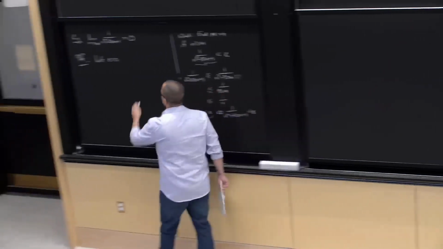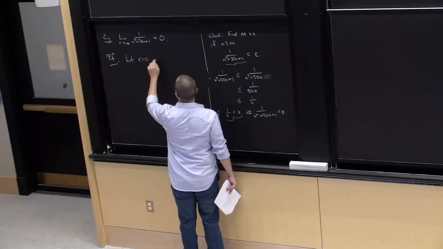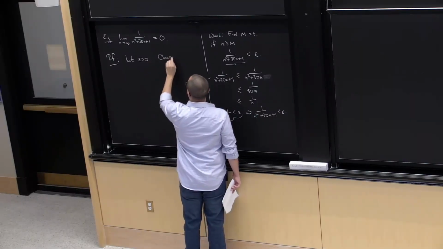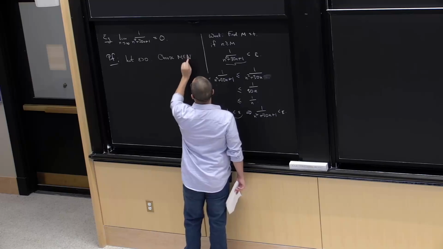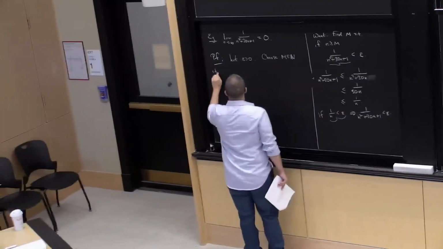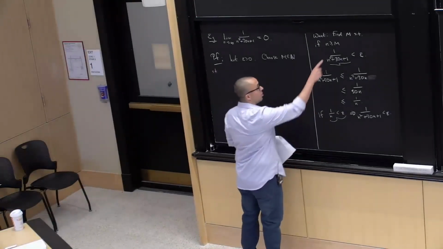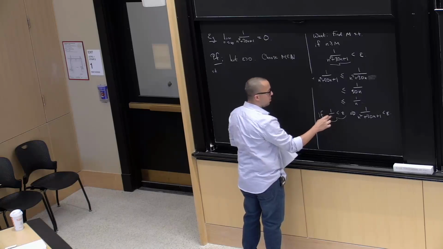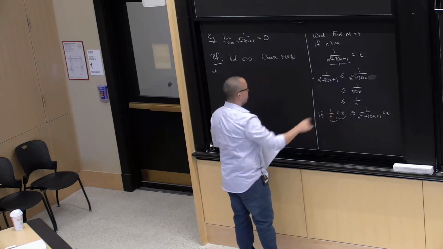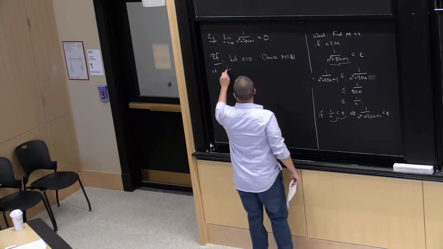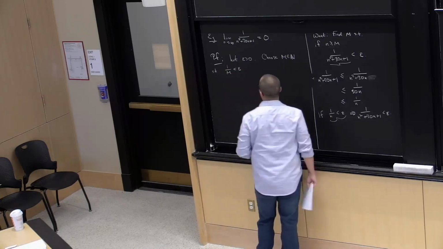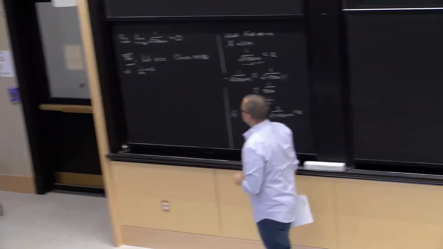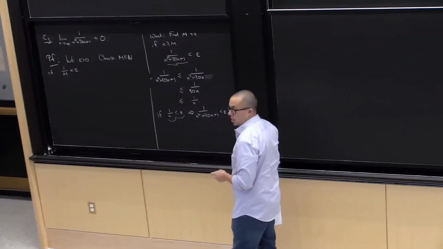So let epsilon be positive. Now I'll tell you how to choose capital M. Choose M, a natural number. So we wanted for all n bigger than or equal to capital M, 1 over n is less than epsilon. So this will certainly be true if n is bigger than or equal to capital M, so that 1 over capital M is less than epsilon. And the reason we can choose capital M like this, again, where is this coming from? It's coming from the Archimedean property of the real numbers.